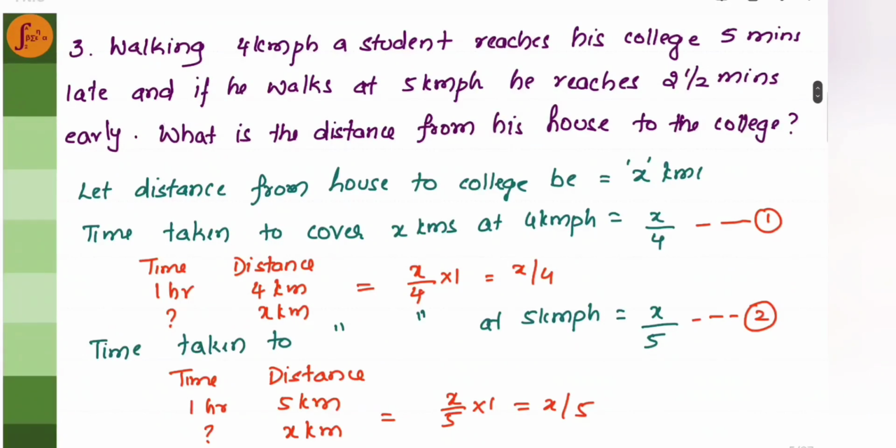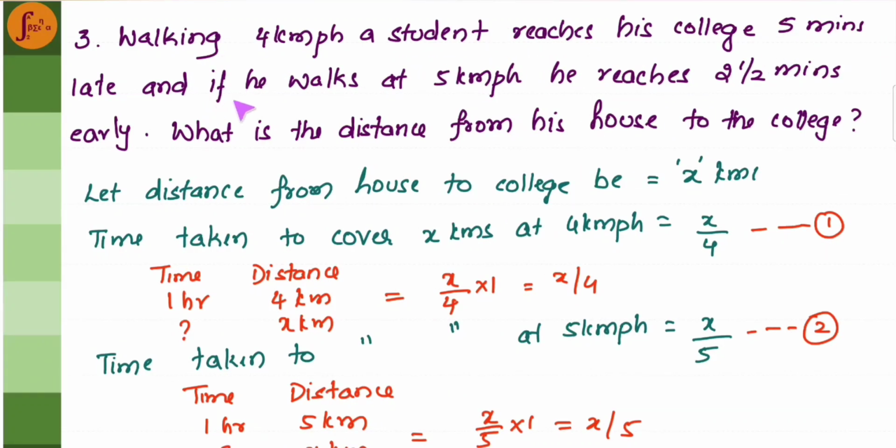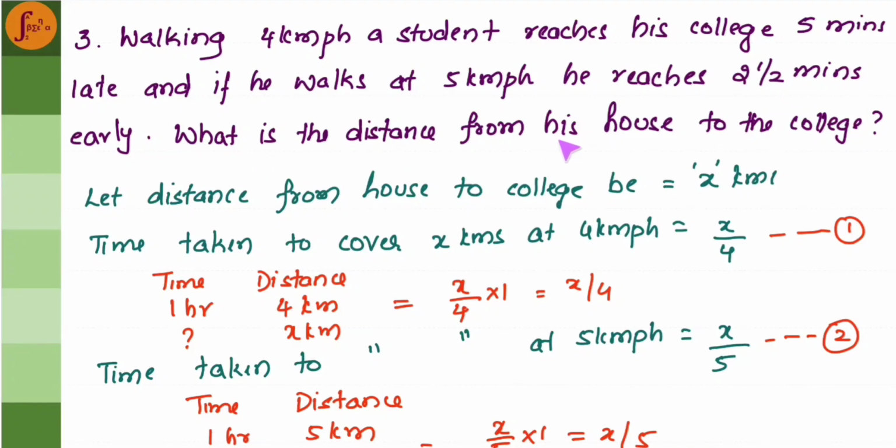This is another important one. This has been repeated multiple times. Walking at 4 km per hour, a student reaches 5 minutes late. And if he walks at 5 km per hour, he reaches 2.5 minutes early. What is the distance from his house to the college?